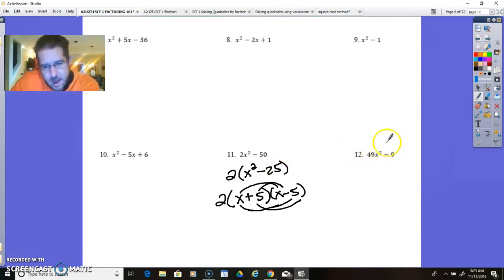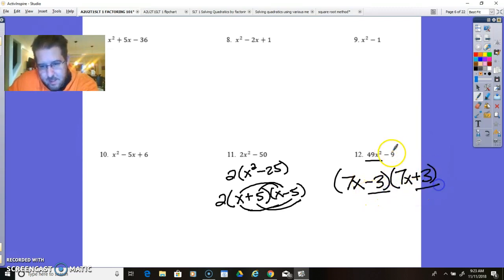49 and 9. Okay, so I asked myself what times itself is 49x squared. That's 7x. And what times itself is negative 9, or times its opposite, I should say. So that'd be minus 3 and positive 3. This times this is here, and this times this is here. That's how I did that.